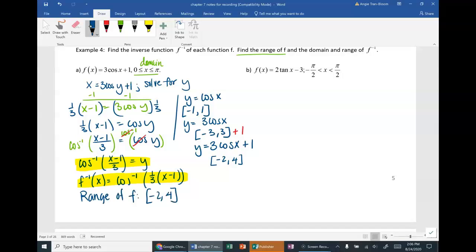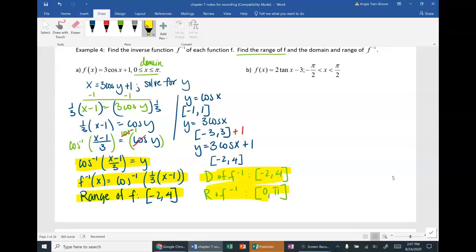Now, the domain and range of f inverse is super easy. Domain of f inverse, range of f inverse: all you have to do is find the domain and range of the regular function and switch them. So the domain of f inverse is the range of the regular, which is from -2 to 4. And the range of f inverse is the domain of the regular, which was already given to us, 0 to pi. Highlight or box all of those up. There you go.